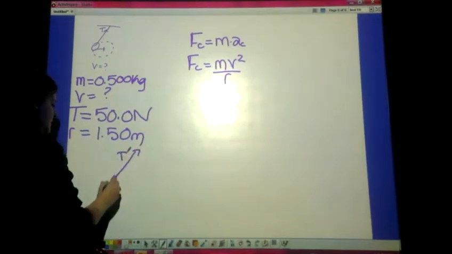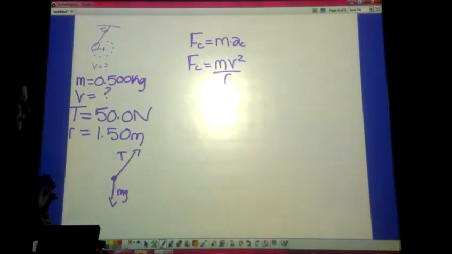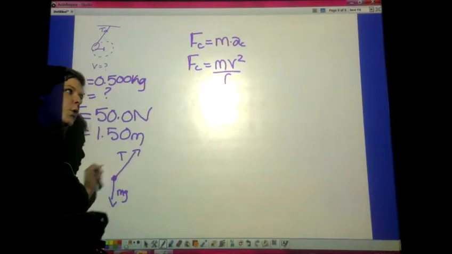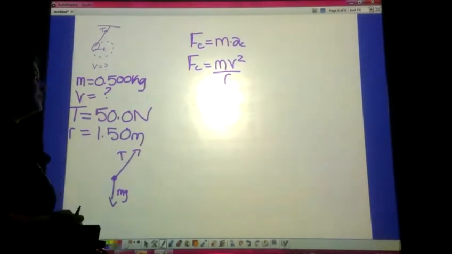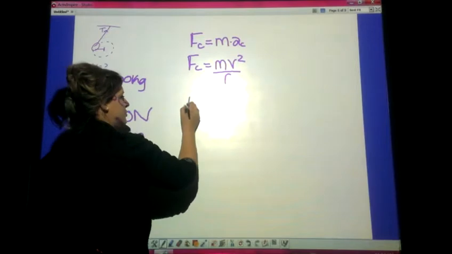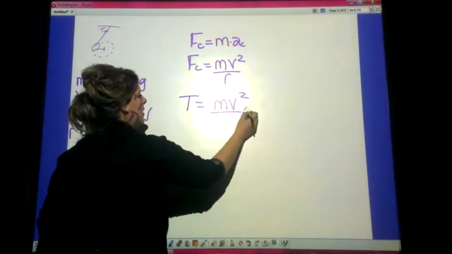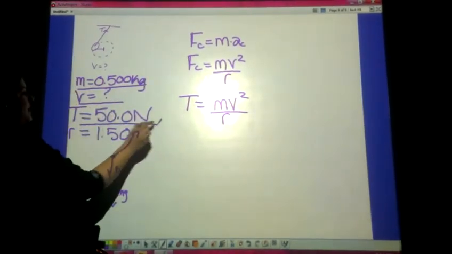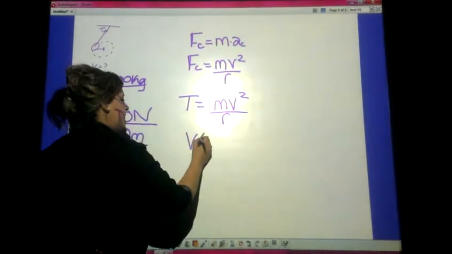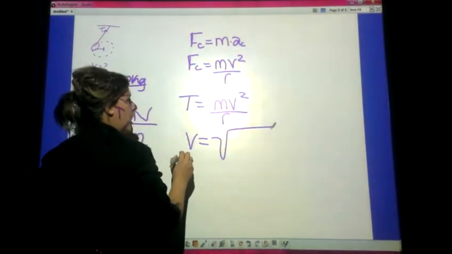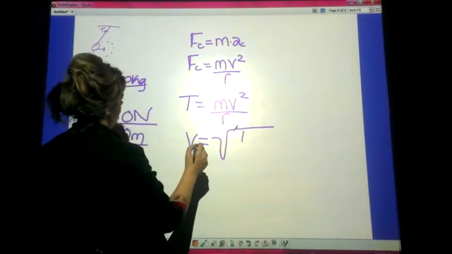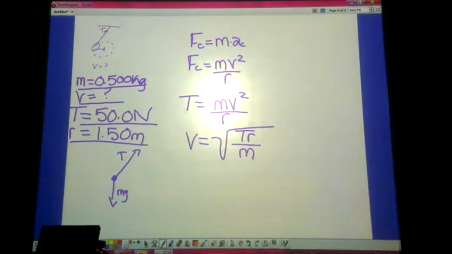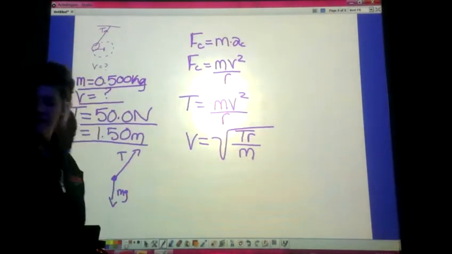So I have my tension force. I have my weight force. So it's a force that's already there. We just label which force is causing that acceleration toward the center of the circle. So really my centripetal force is tension. So tension equals mv squared over r. I know m, I want v, I know T, and I know r. So if I wanted to find v, it would be the square root of Tr over m. So the tension force times the radius divided by the mass.